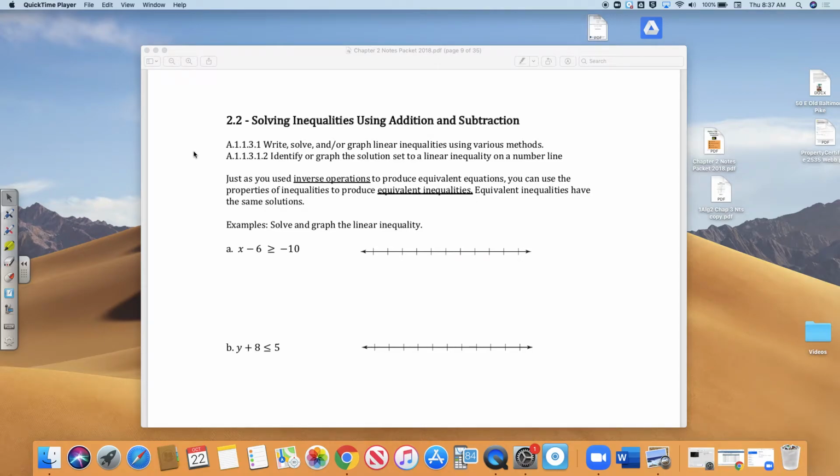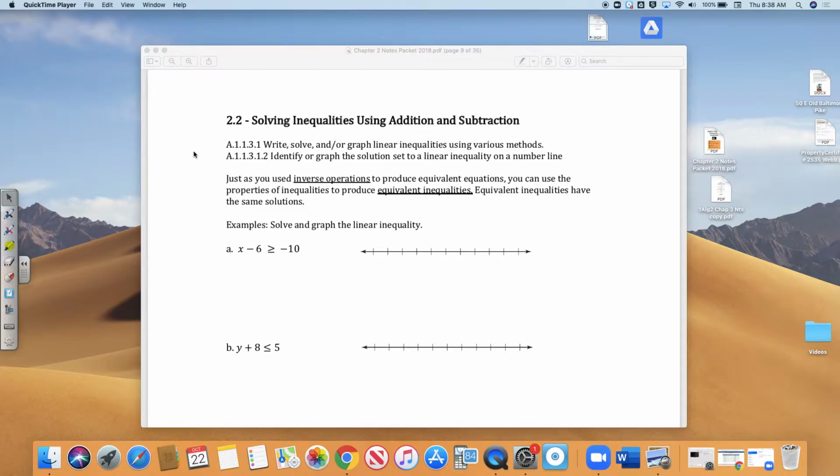Today we are going to be solving section 2.2, solving inequalities using addition and subtraction. So let me unfreeze this so everyone can see. This is the page I would like you to open up in your packet. Yesterday we worked on graphing inequalities. Today we're going to start solving them.